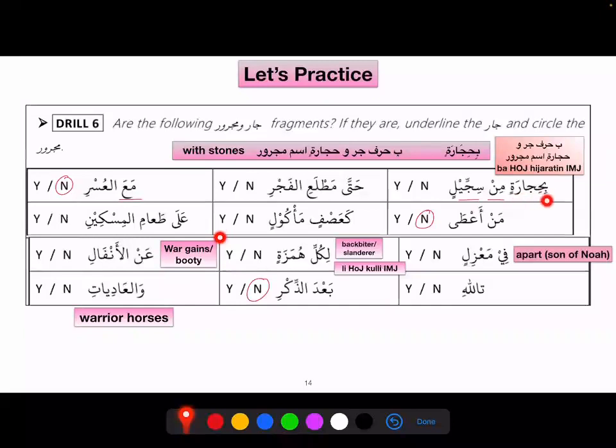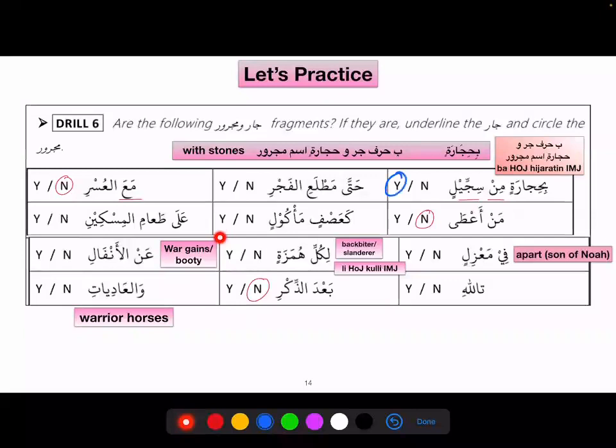So this is one, and then we have min. Min is a harf of jar and Jailin is the al-Majrur. So basically, yes, this is a Jar-Majrur fragment, right? So we are going to check mark yes over here.